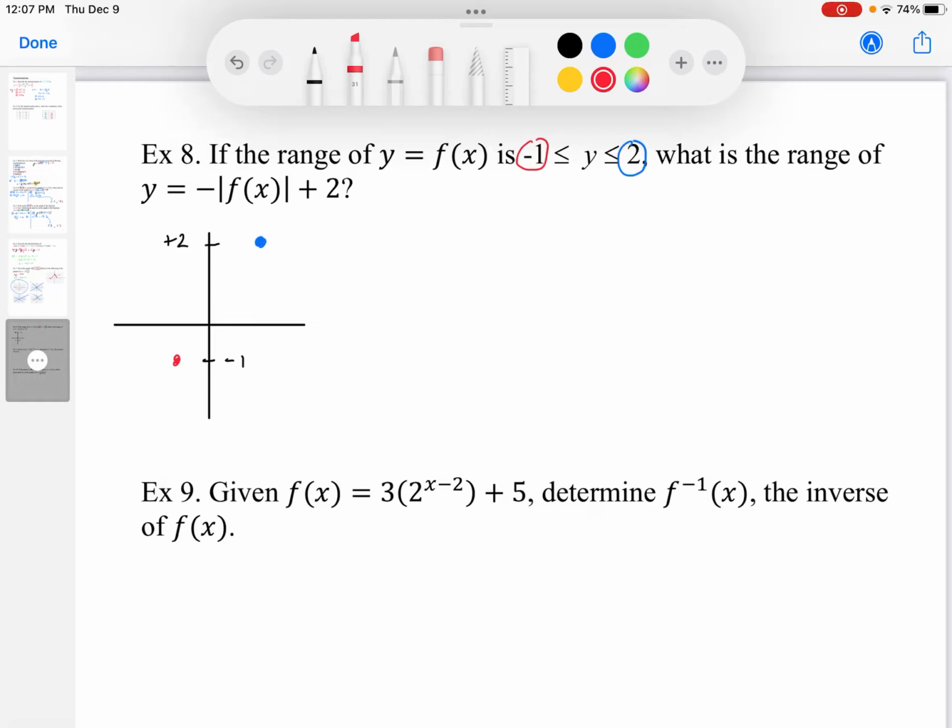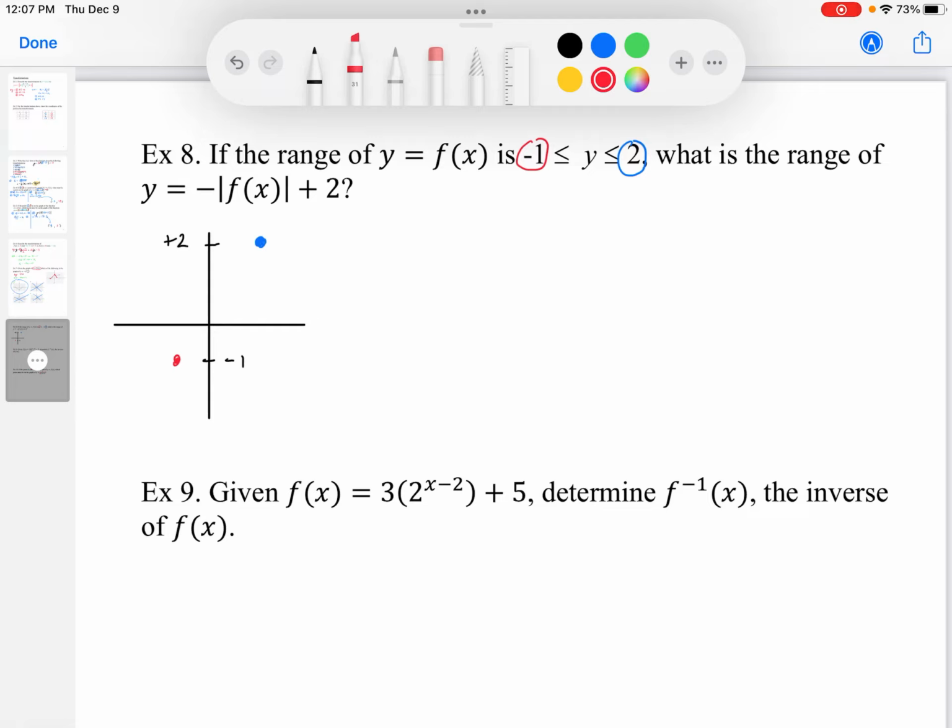So we're given, first of all, the f of x function, which has a range of -1 to +2. So I've just kind of drawn the min and max points of this range of f of x to start with. So what's the range when we do the transformation, where we do the absolute value first, we do a vertical flip, and then a shift of +2.